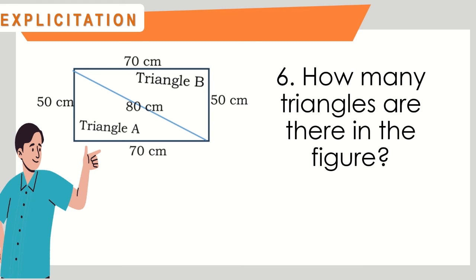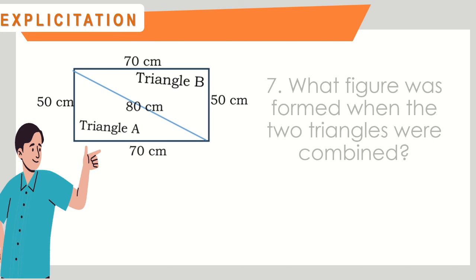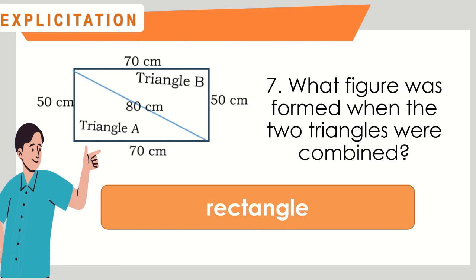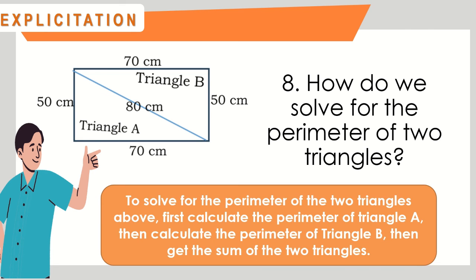How many triangles are there in the figure? 2 triangles. What figure was formed when the 2 triangles were combined? Rectangle. How do we solve for the perimeter of 2 triangles? To solve for the perimeter of the 2 triangles above, first calculate the perimeter of triangle A, then calculate the perimeter of triangle B, then get the sum of the 2 triangles.